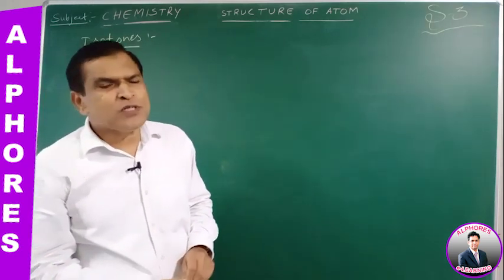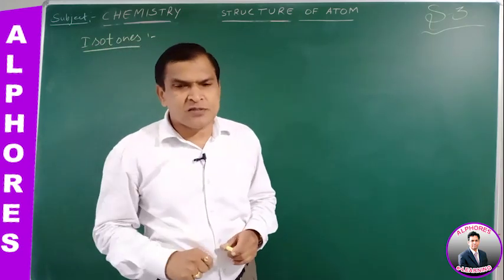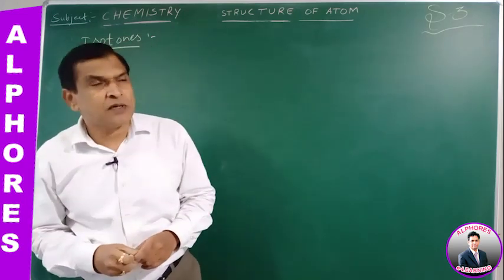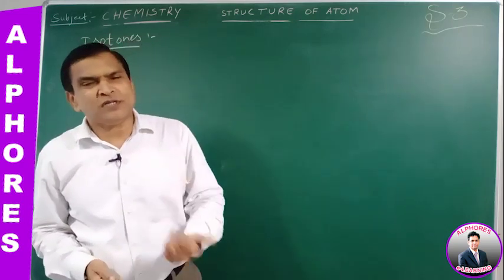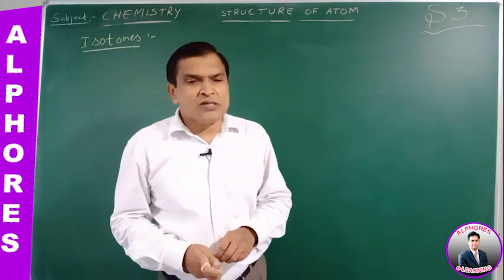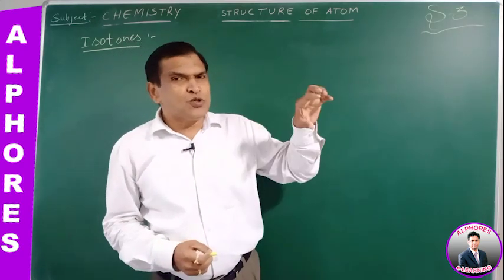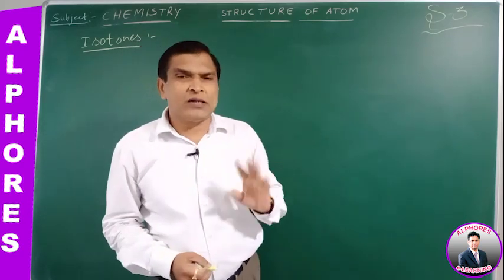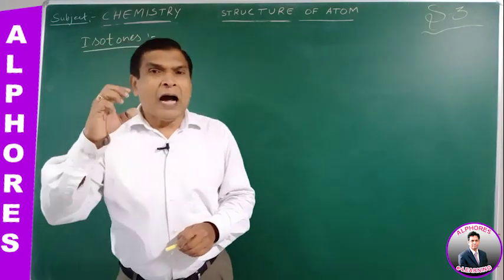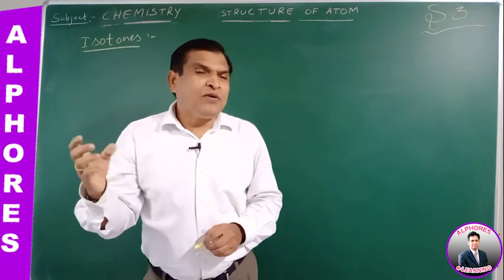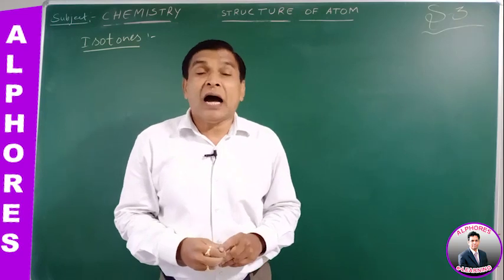How can we define isotones? Atoms of different elements having different atomic numbers and different mass numbers, but possessing the same number of neutrons, are called isotones. Remember that point: isotones possess the same number of neutrons, the remaining all are different. Once again, atoms of different elements having different atomic numbers and mass numbers but containing the same number of neutrons are called isotones.